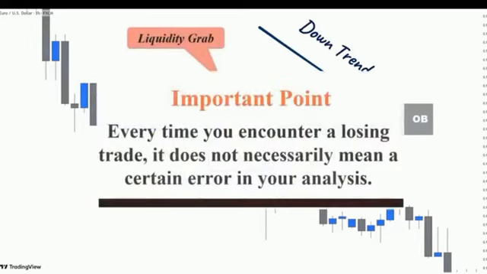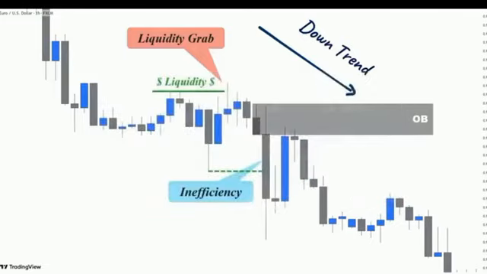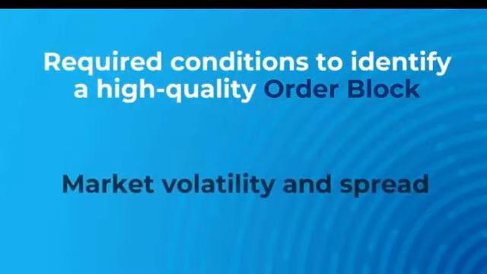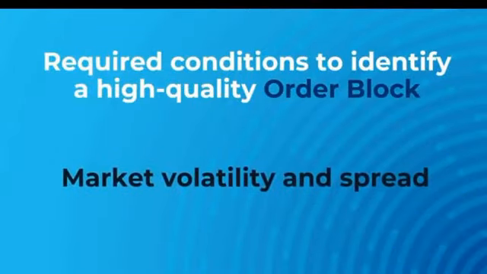But here's an important point. Every time you encounter a losing trade, it does not necessarily mean that there was a certain error in your analysis. Remember, no strategy always works because we can't control the market. The second factor you should consider when trading order blocks is the market volatility and spread.